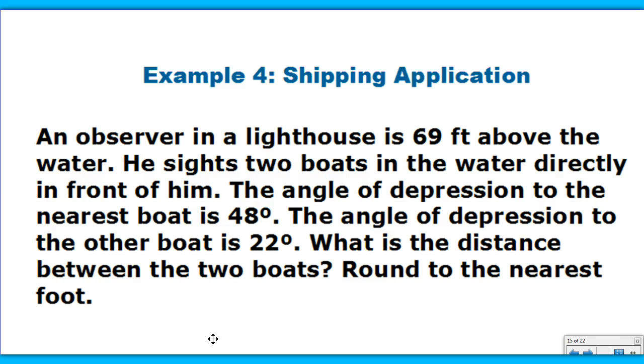Here's one for our coastline here. An observer in a lighthouse is 69 feet above the water. He sights 2 boats in the water directly in front of him. The angle of depression to the nearest boat is 48 degrees. The angle of depression to the other boat is 22 degrees. So what is the distance between the 2 boats? Very fun. So we might find, to begin with, the distance from the observer to the nearest boat, and then we'll find the distance from the observer to the other boat, right? And then let's look at the difference between those distances.